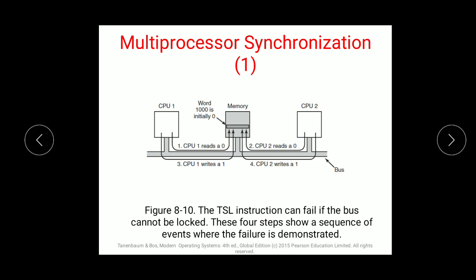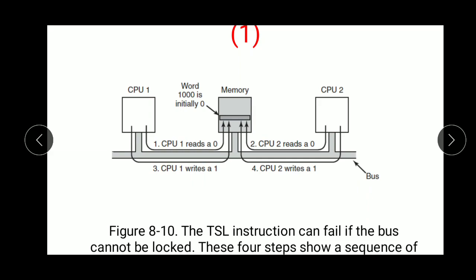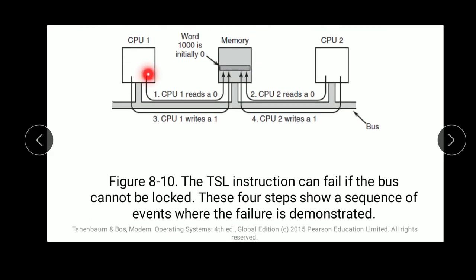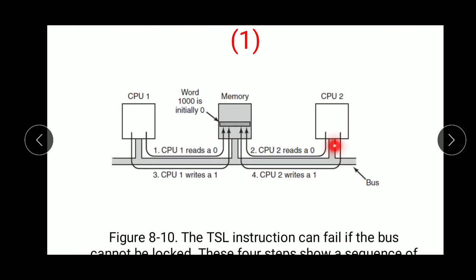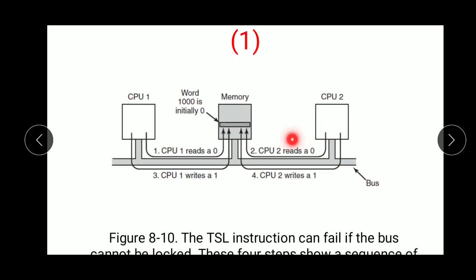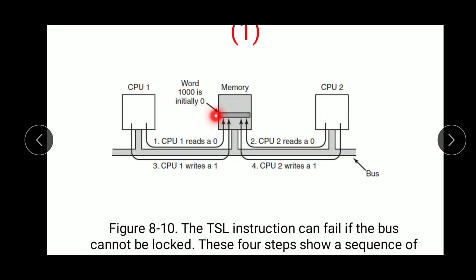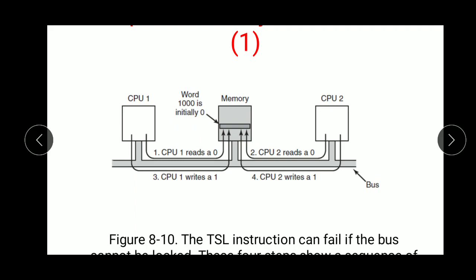Next is multiprocessor synchronization. Why do we require synchronization? Synchronization is done for further processing or proper output. And how do we do that? We do that with proper scaling. If you can see the numbers, you have two modules, CPU 1 and CPU 2, and you have the numbers 1, 2, 3, and 4, and here you have words initially at 0. We'll go through how it works.